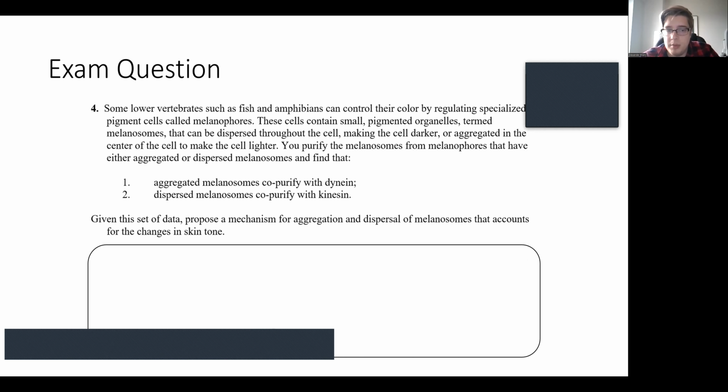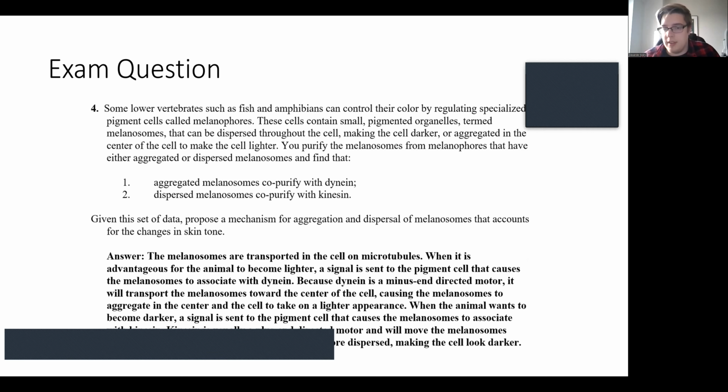So the dynein would be associated with the aggregated melanosomes because the dynein would be pulling the melanosomes toward the center of the cell when they're aggregated, and the kinesin would be pulling the melanosomes toward the outside of the cell where they're dispersed. So that's the answer for that. They're on microtubules. Dynein moves toward the center of the cell, kinesin moves toward the outside of the cell.